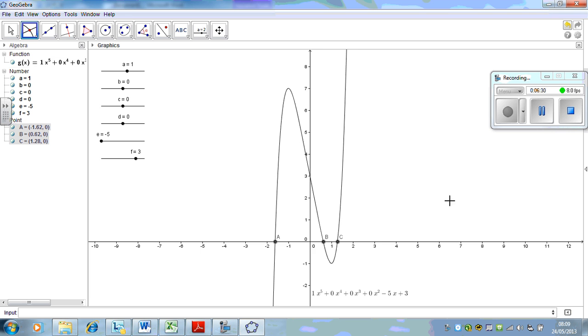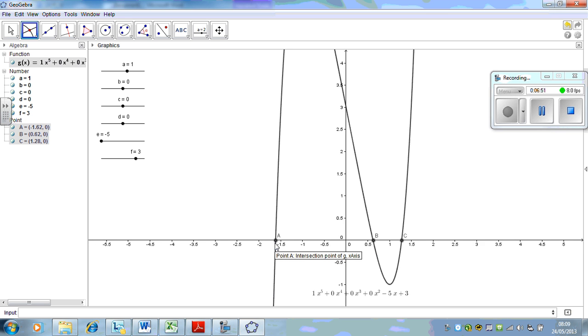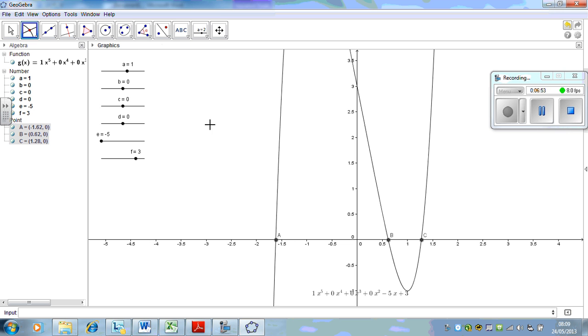Why not? Now we know it's between -2 and -1, but that's not enough information. We know it's probably between -1.5 and -2, but we still need more information. We want to get it more accurate than that. Now, if we zoom in a bit, we can see it's in between -1.5 and -2.